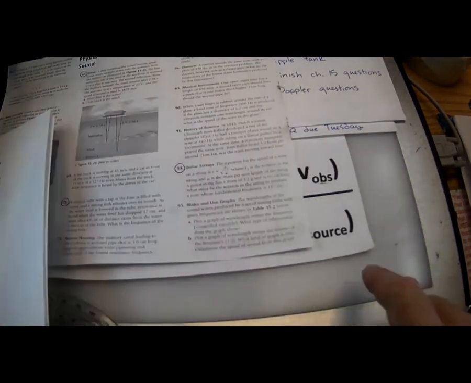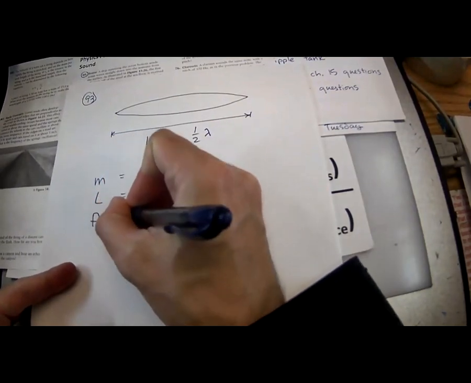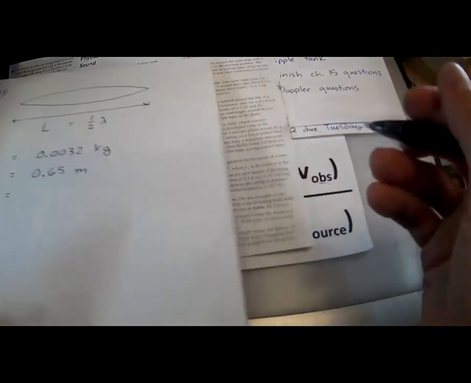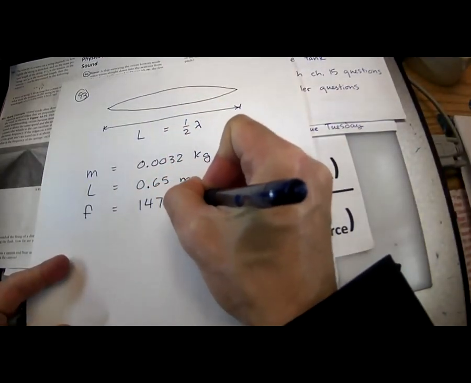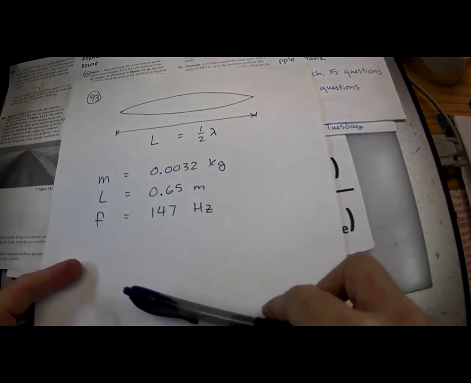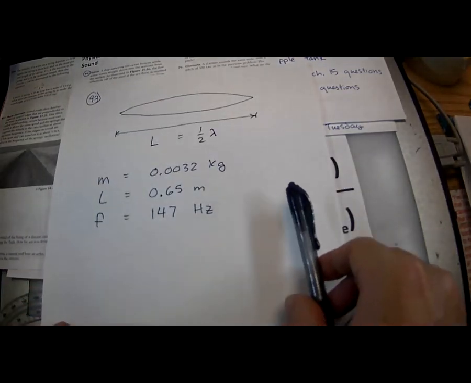And the target frequency, say f, which would correspond to some musical note, say 147 hertz. It's going to play some note. And the question is, what is the tension in the string to make that happen?